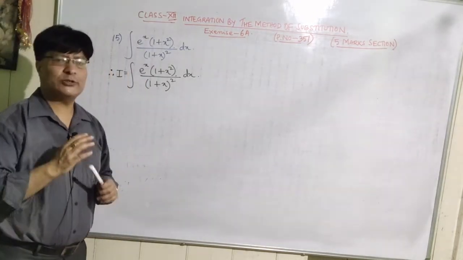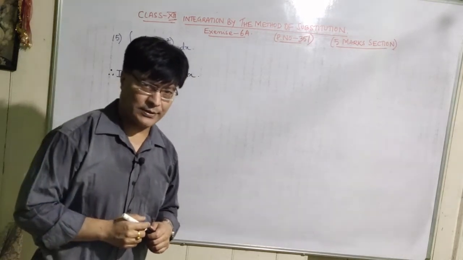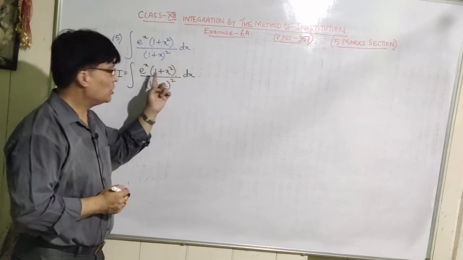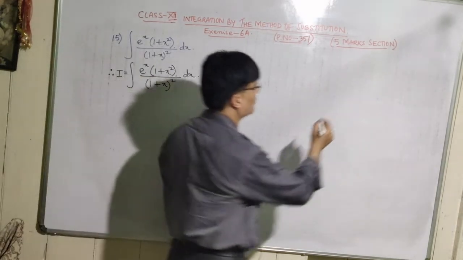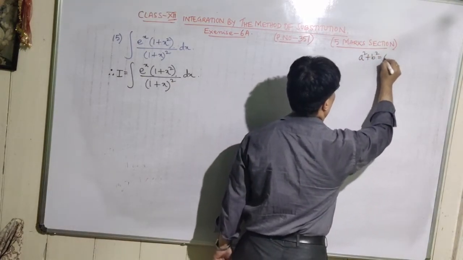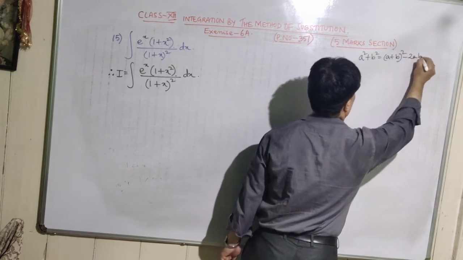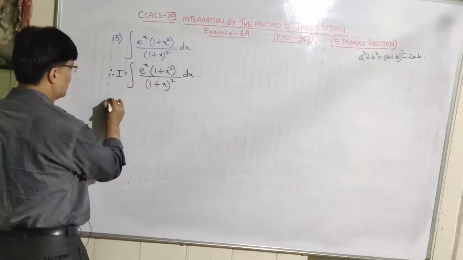Now in this case you have to simplify the algebraic expression first. Okay, so in the numerator there is 1 plus x square. You can use here a square plus b square. So you know this formula, a square plus b square is equal to, you can use this formula, a plus b whole square minus twice ab. So let us use the formula now.